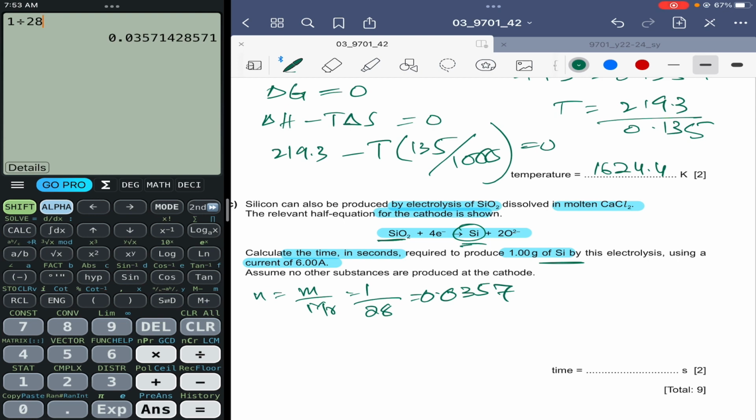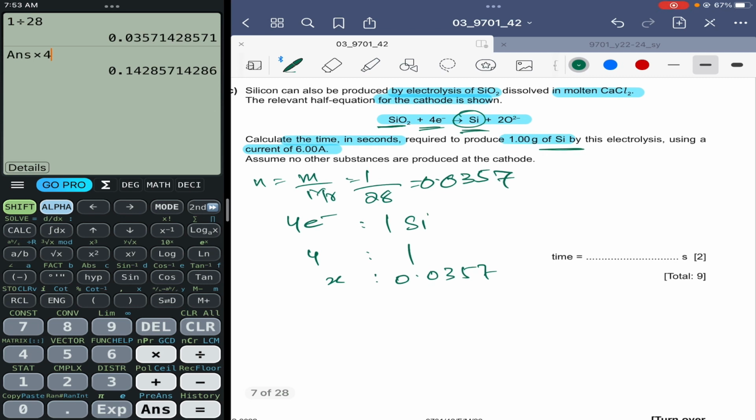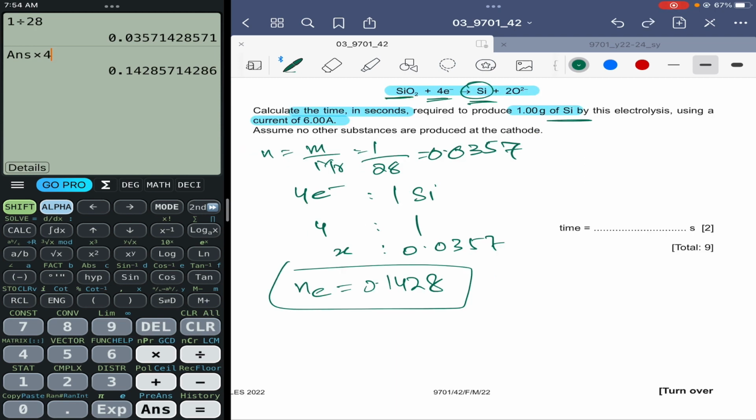Now let's find out the moles of electrons needed to produce this many moles of silicon. The molar ratio of electron to silicon is 4:1, right? So 4 moles of electrons give 1 mole of silicon. So if we have 0.0357 moles of silicon, what moles of electrons would be needed? That would be 0.0357 multiplied by 4, so this would be 0.1428. So moles of electrons is 0.1428.